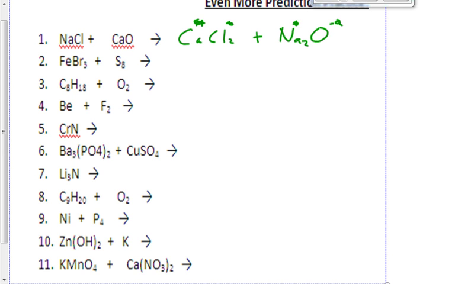Okay, so 2 plus and 1 minus, so we got CaCl2 there. Now what do I have to do? Balance the reaction. All right, there's 2 chlorines over here. I need a 2 there, and that'll pretty much do it. Okay. Questions on that one?